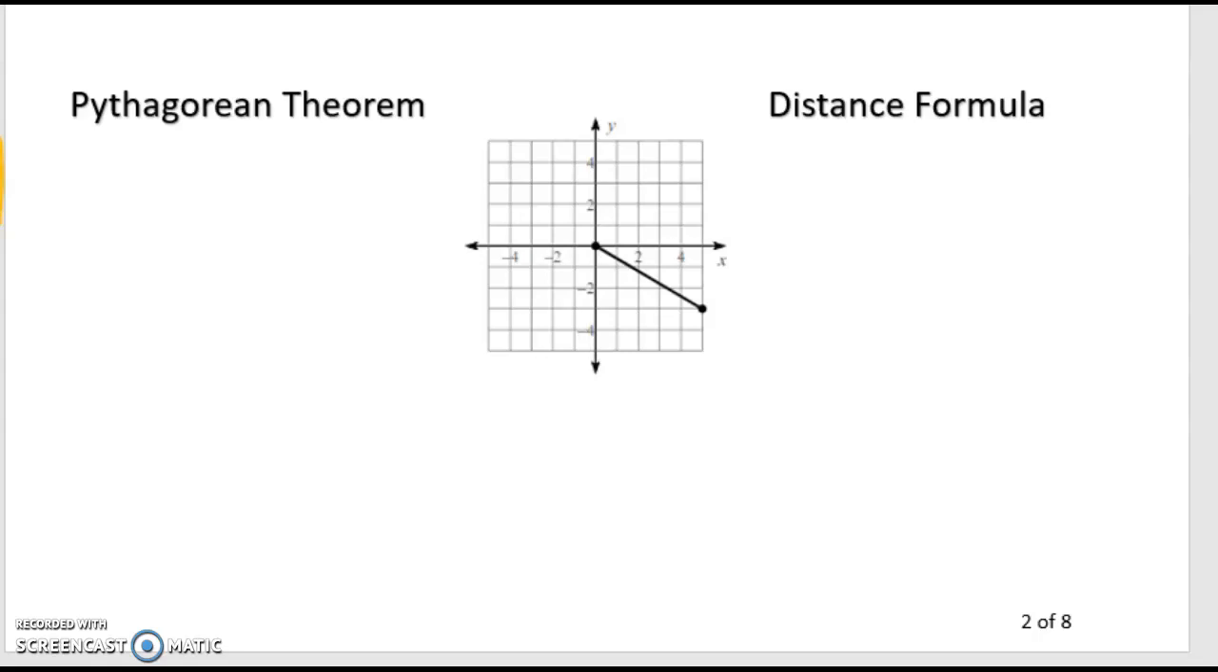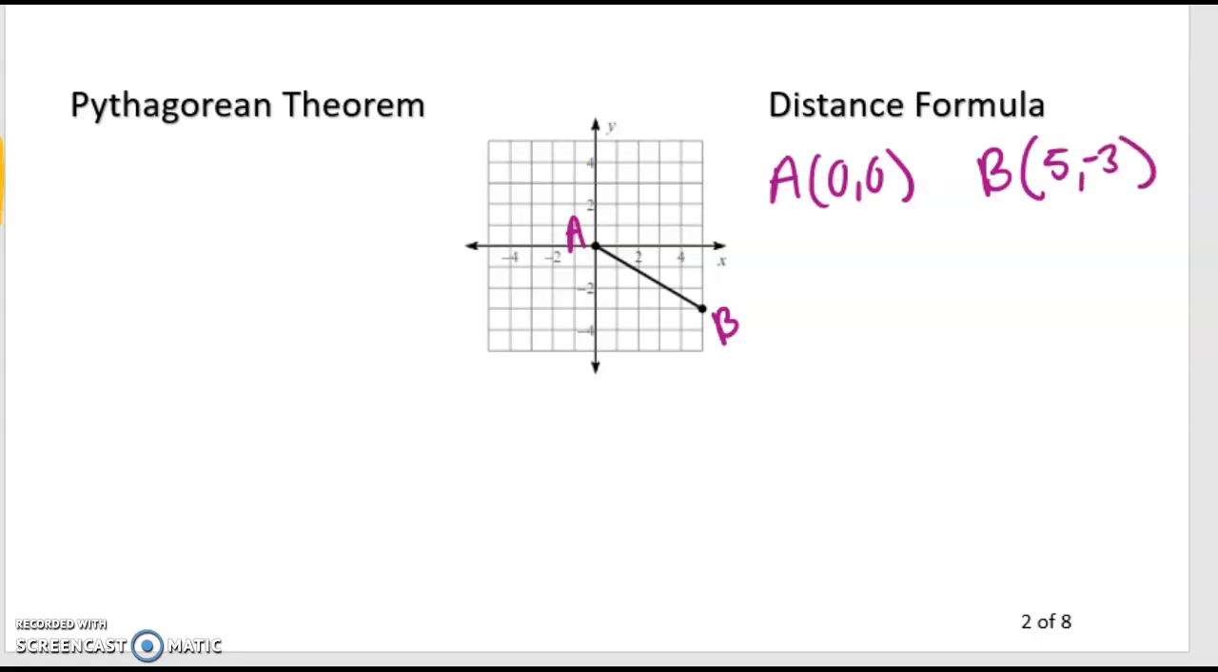So, for the Pythagorean theorem, I've got these 2 points and my goal is to find the distance between these 2 points, or the length of the segment created by these 2 points. So actually, I want to start with the distance formula so I'm not drawing all over the place. So I'm going to label this point A and this point B. So for point A, I have 0, 0, and point B is going to be 5, negative 3.